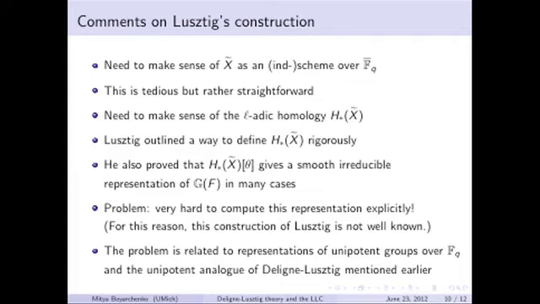Certainly it's natural to conjecture that the representation of G of F that you get from Lusztig's construction coincides with the one that people typically use in p-adic representation theory, but nobody knows how to prove this. I think this is one of the reasons why not many people are even aware of this paper of Lusztig. I'm sorry, I think you just said this, but I didn't quite catch it.